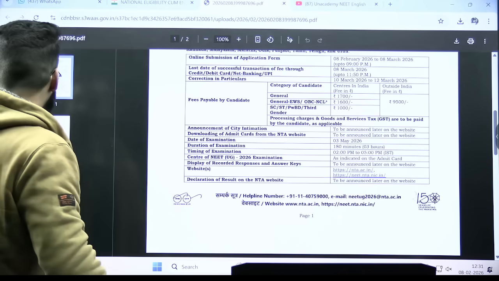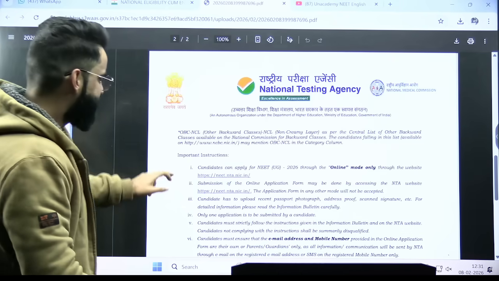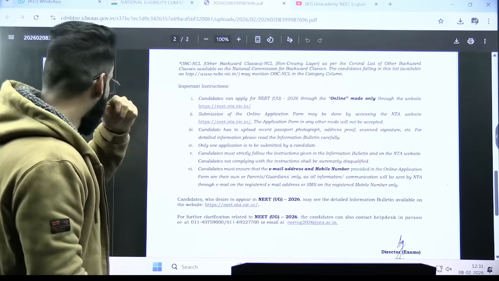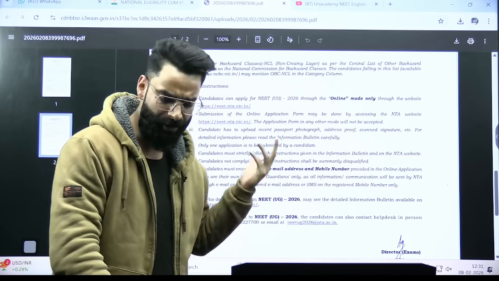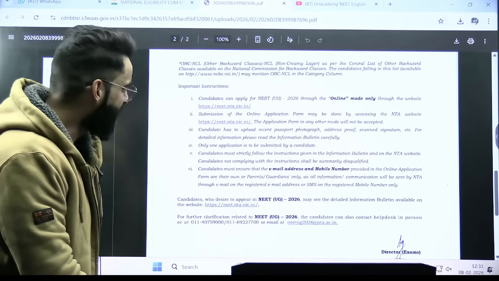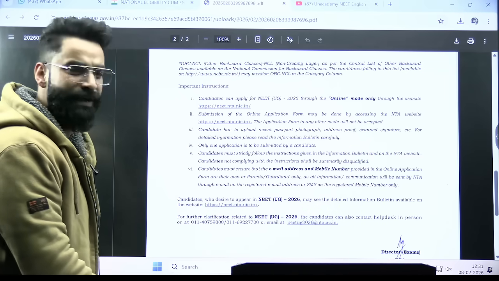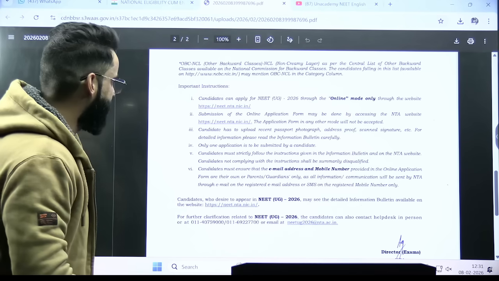So this is something which I believe you got to know till now. And let's have a look on all these important points, all these important instructions which we always get when you do your registration for NEET 2026.